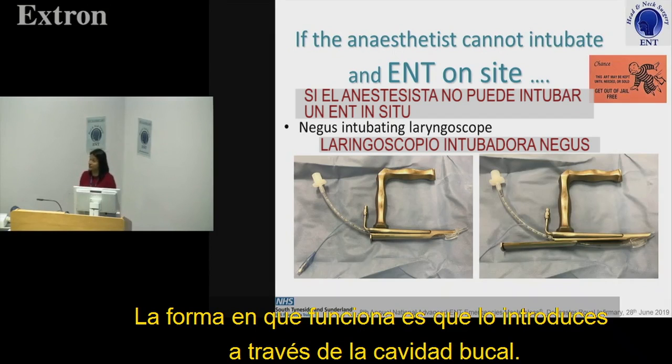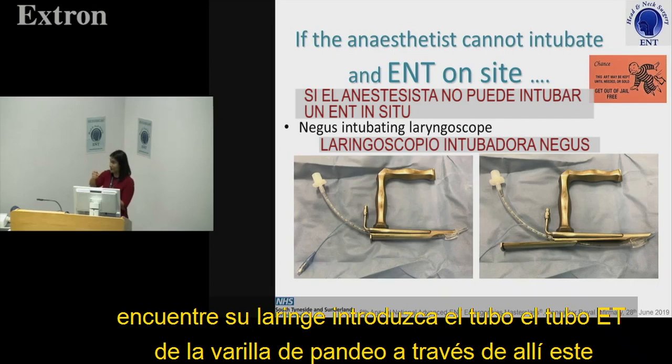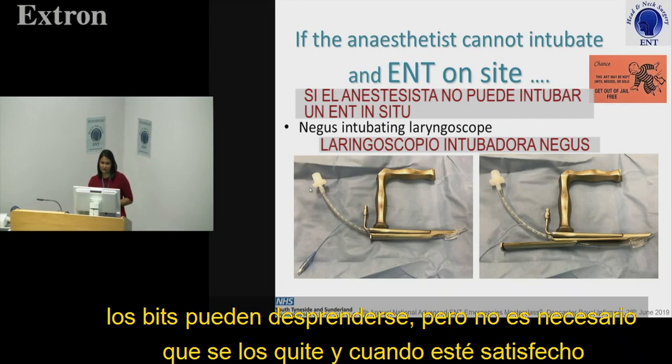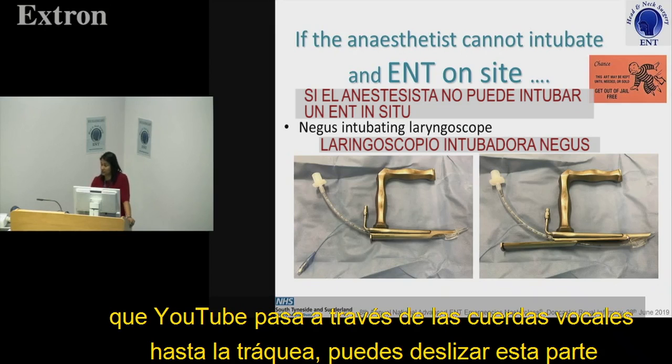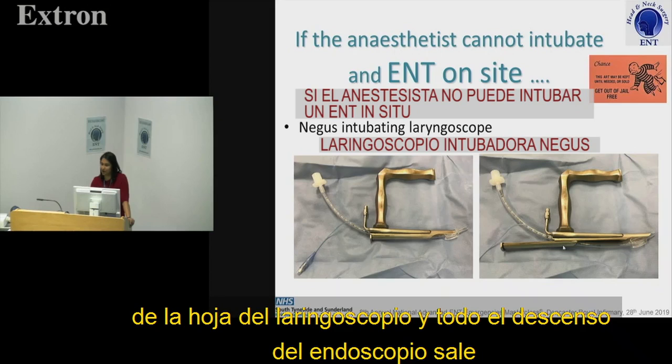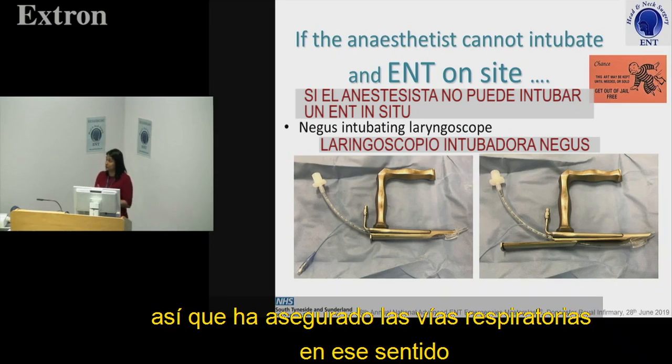The way it works is you introduce it through the oral cavity, you find your larynx, and introduce the tube, the Magill rod ET tube, through there. This bit can come off, but you don't have to take it off. And when you're satisfied that your tube is through the vocal cords into the trachea, you can slip this part of the blade of the laryngoscope off, and the whole laryngoscope comes off. So you've secured the airway in that respect.